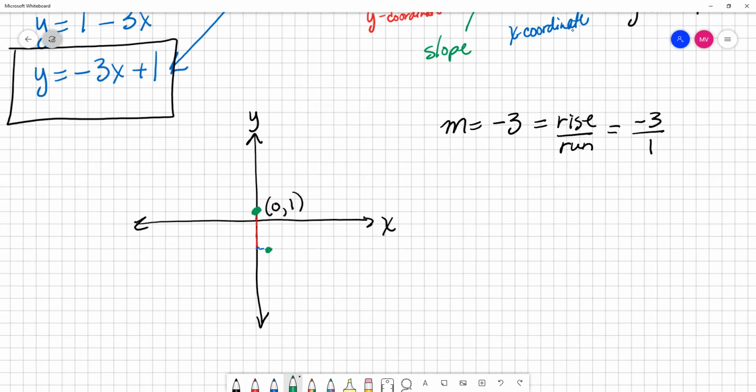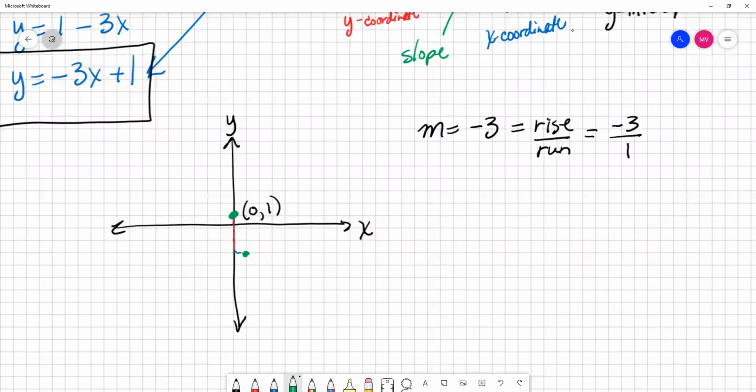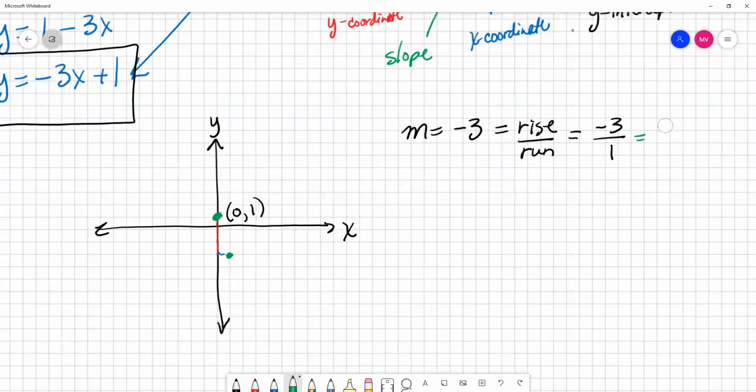Then you go up to the left. Now, because I like to have 3 points, it gives me a nice straight line. So what is another way to write -3 over 1? 3 over -1, which means we go up 3.